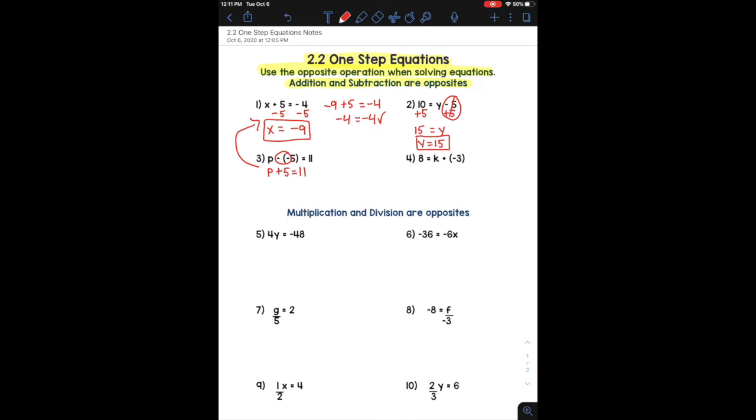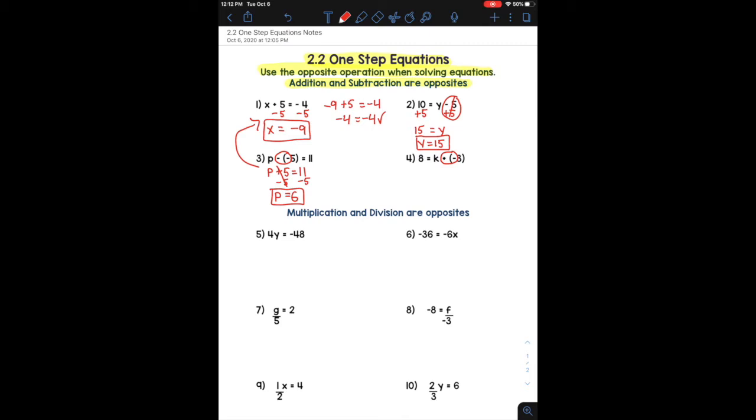And now similarly to number 1, what operation are we going to do to both sides to solve for p? Well, 5 is being added to p, so we're going to do the opposite and subtract 5 on both sides. When you subtract 5 from 5, you get 0. So we're left with p is equal to 6 as our answer.